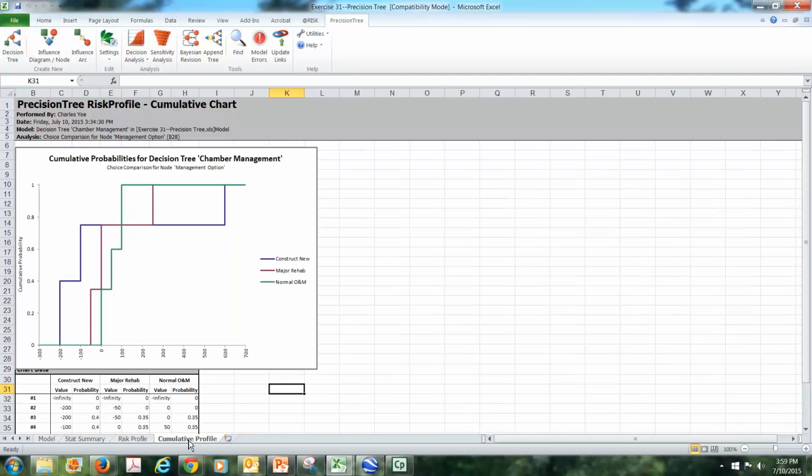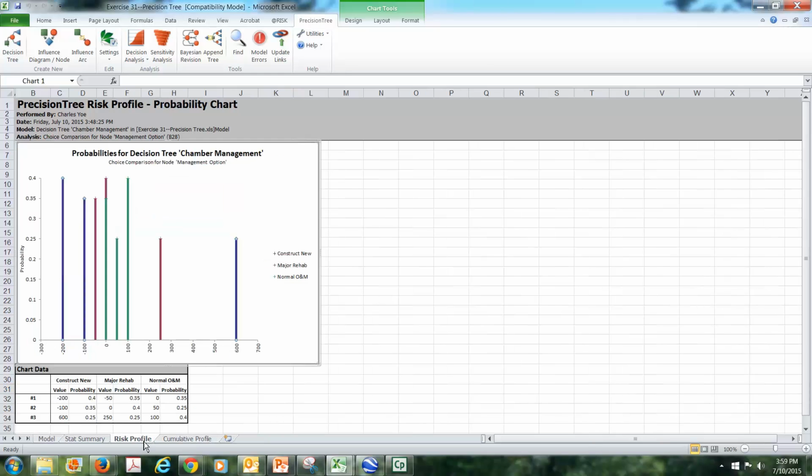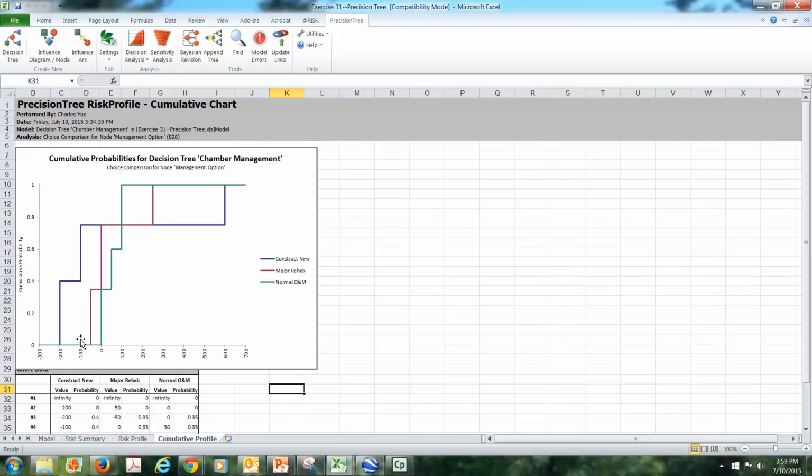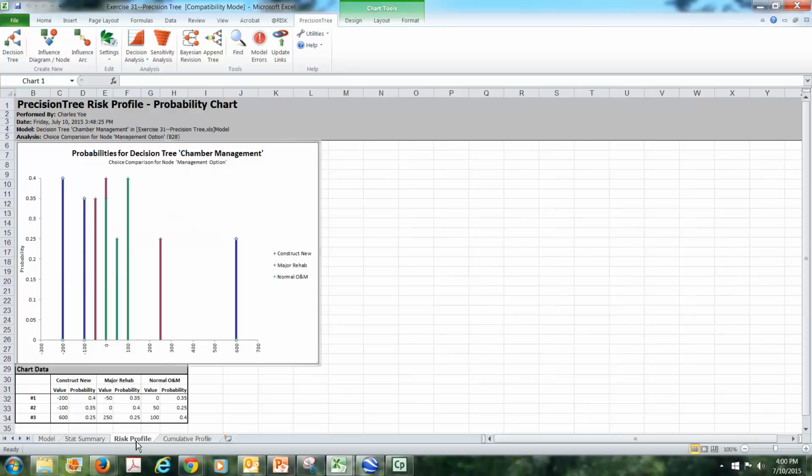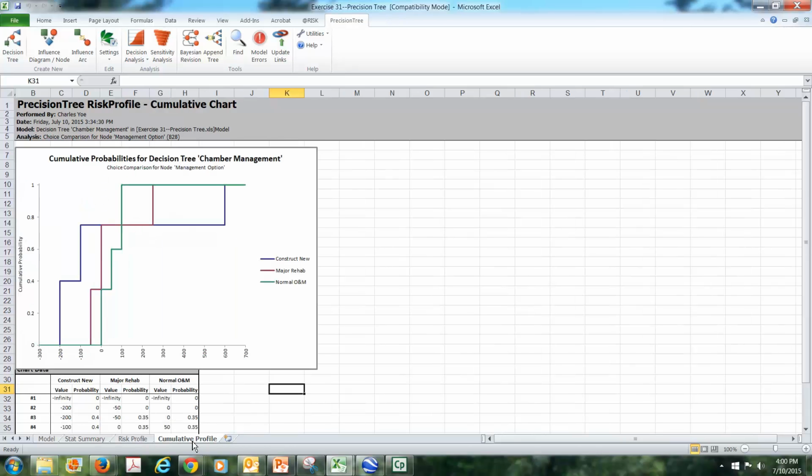And then finally there's a cumulative profile. So if you understand that this is the individual histogram, so to speak, this just takes the different values for the different distributions. We begin with -200, then we move to -100, and then over here we go up to 600. And you can see the height of the bar is the corresponding probability of that particular value. So each of these curves is essentially showing you the cumulative impact of the 3 outcomes that you see in the risk profile. So if you find those sorts of graphs useful, please know that they're there.